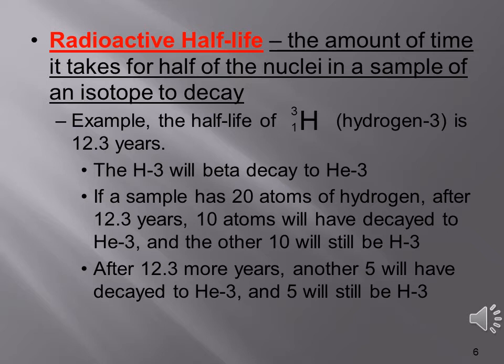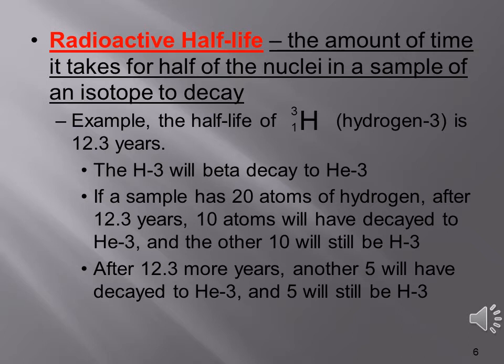Radioactive half-life, we can define it as the amount of time it takes for half of the nuclei in a sample of an isotope to decay, or in other terms, the time taken for an unstable nuclide to decay by half its mass is what we are referring to as radioactive half-life. For example, if we consider an isotope of hydrogen, tritium, its half-life is 12.3 years.